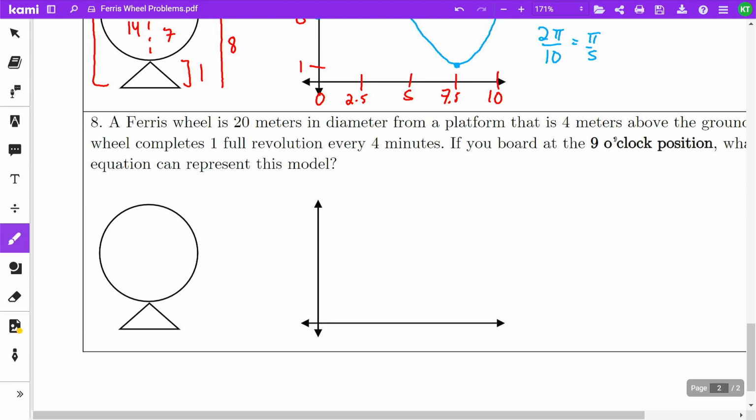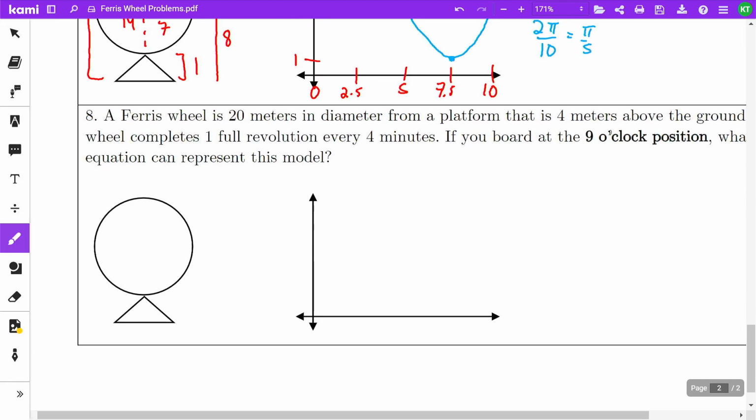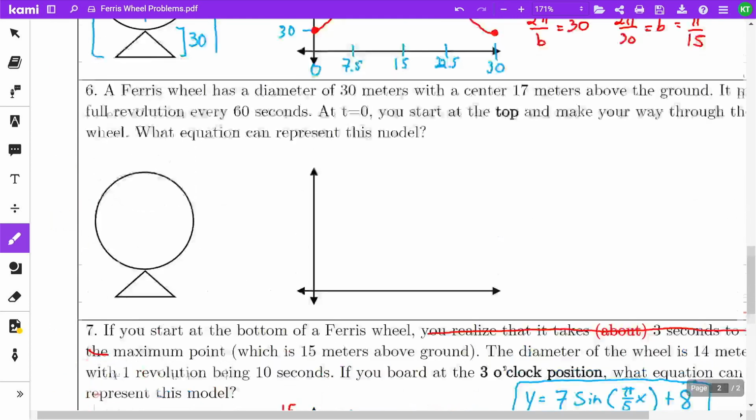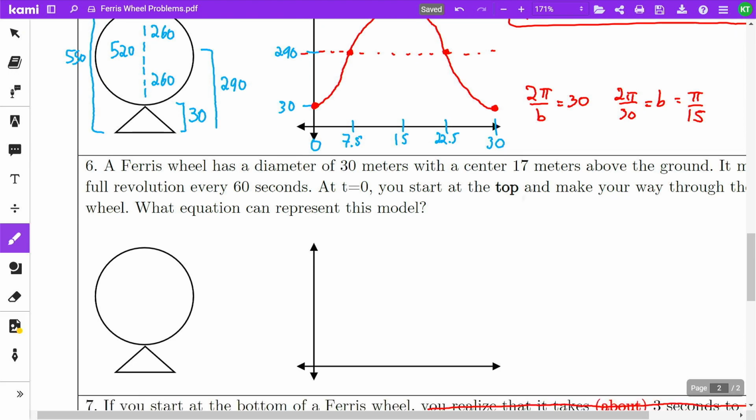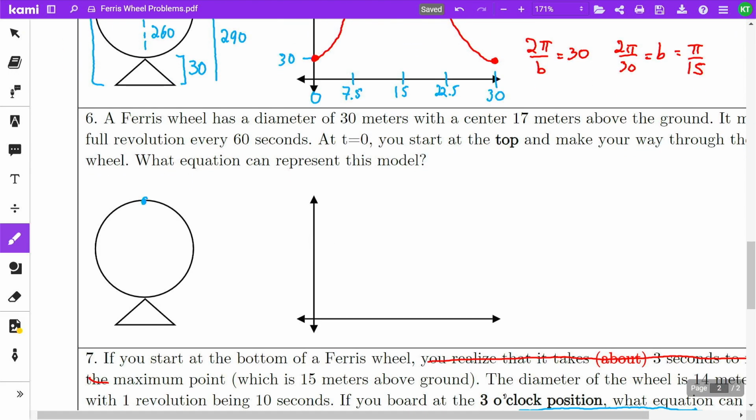In an example like number 8, I'm not going to work through this one completely, but if I'm starting at my 9 o'clock position here, I'll start at whatever my midline is. And again, I'm going counterclockwise. So this time, though, I'll be going down. And then with this example here, if we're starting at the top, we're starting at our top value. And then we're still going counterclockwise, and we're going down to our midline.